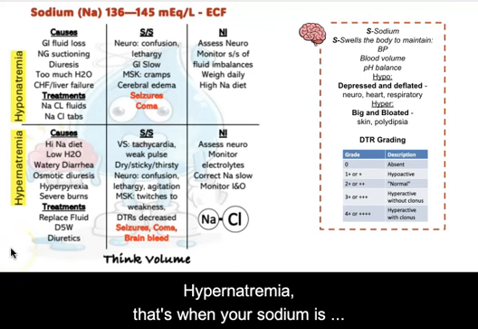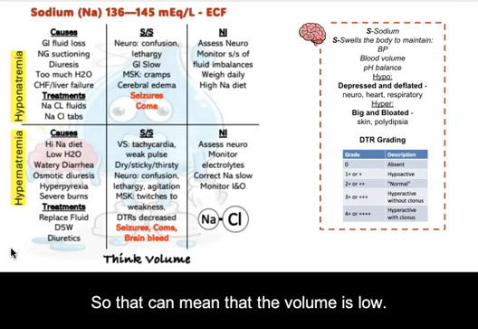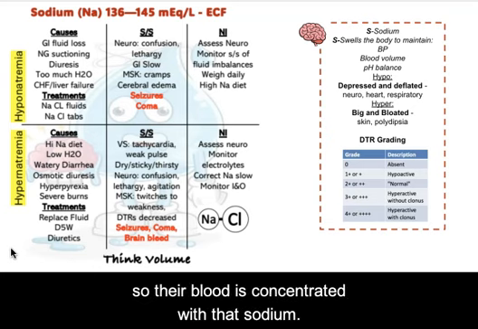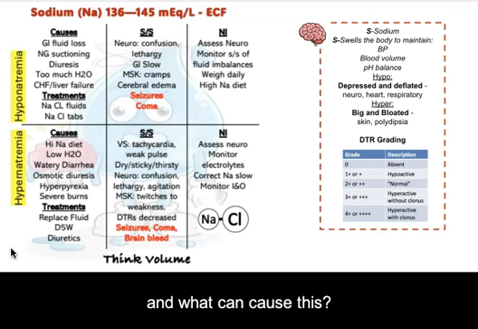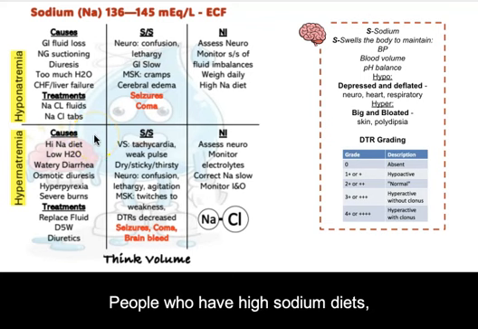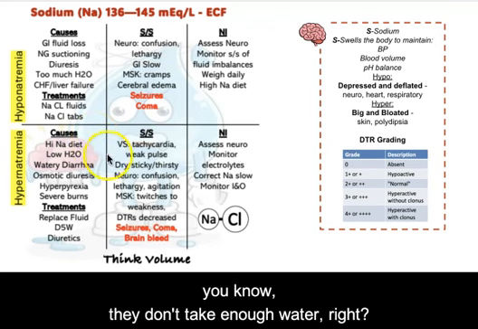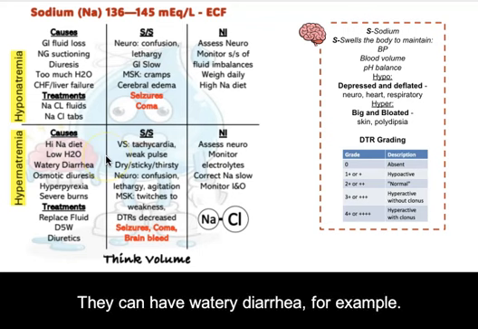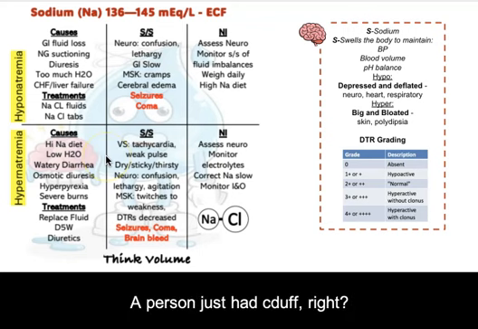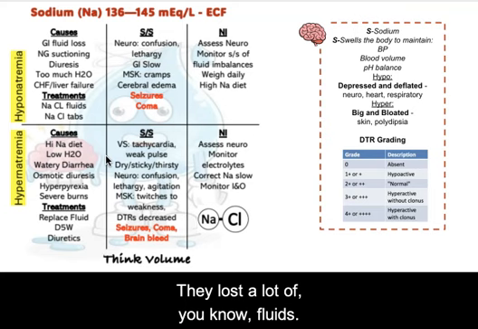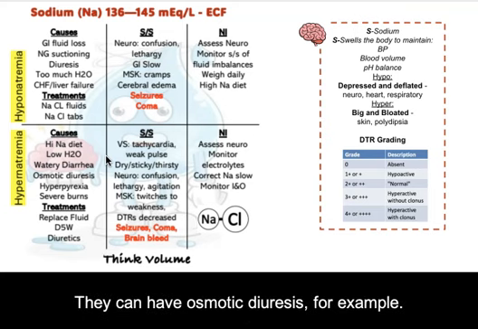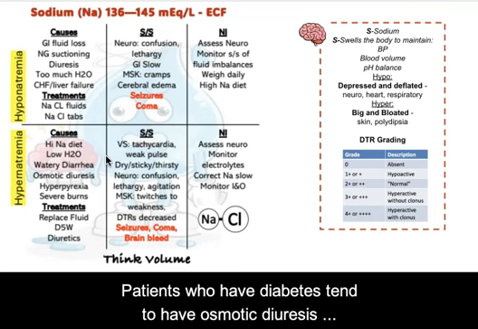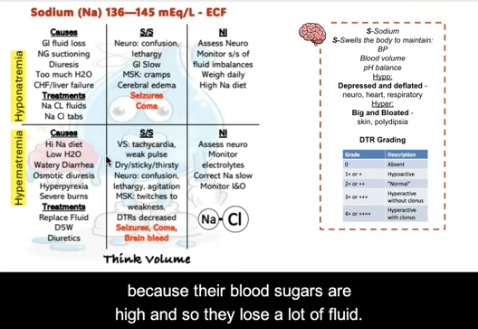Hypernatremia, that's when your sodium is high, right? So that can mean that the volume is low. A patient might be dehydrated, so their blood is concentrated with that sodium. And what can cause this? People who have high sodium diets and don't take enough water, right? They can have watery diarrhea. For example, a person who just had C. diff, right? They lost a lot of fluids. They can have osmotic diuresis. For example, patients who have diabetes tend to have osmotic diuresis because their blood sugars are high, and so they lose a lot of fluid.